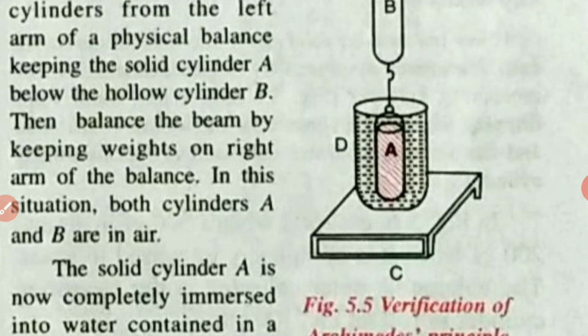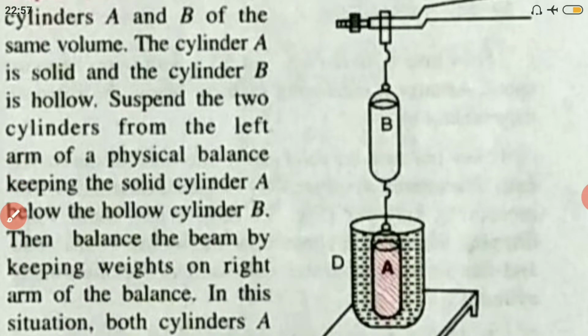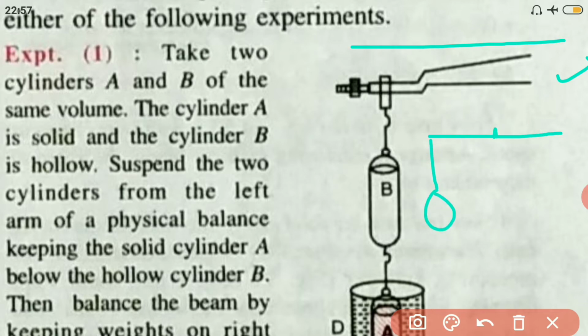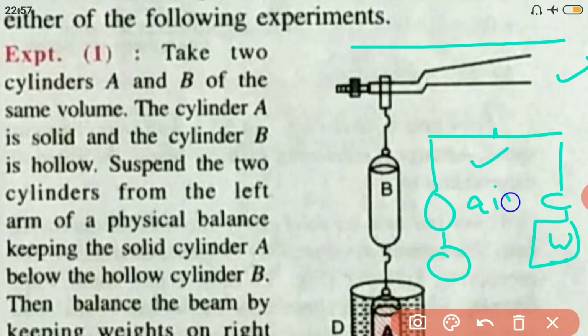In this situation, both cylinders A and B are in air. This particular figure is not shown, right? Under this condition, what happens here? Suppose we are putting some weights on the other side of the pan of the beam balance, then this will get balanced, horizontally balanced, right? The figure will be somewhat like this, which is not needed actually. So if we have cylinder B and probably cylinder A here, and on the other side I have a hook and a weight there, now this will get balanced, right, first in air.